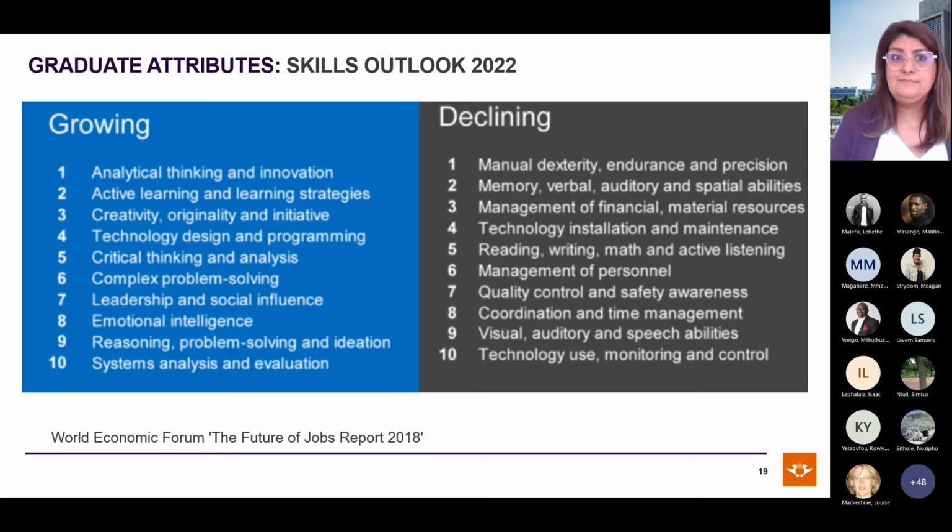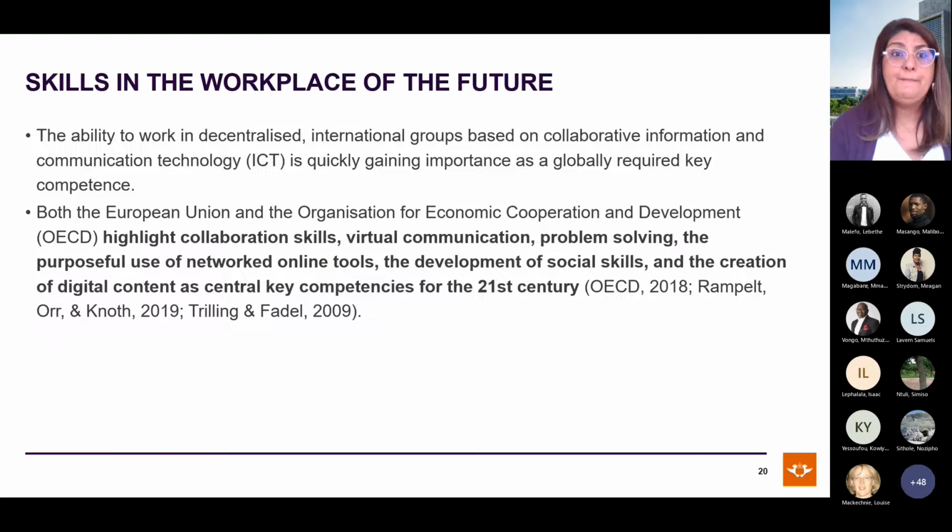The ability to work in teams, analytical thinking and innovation, active learning, critical thinking. Things that were regarded as very soft skills are actually critically important for the future that we envision for ourselves, and in particular, it is really relevant for the type of skills that are developed through collaborative online international learning.